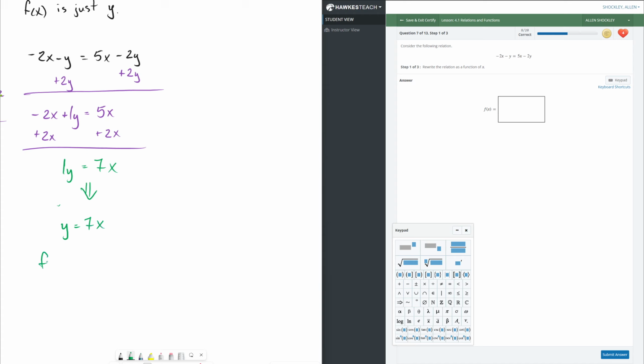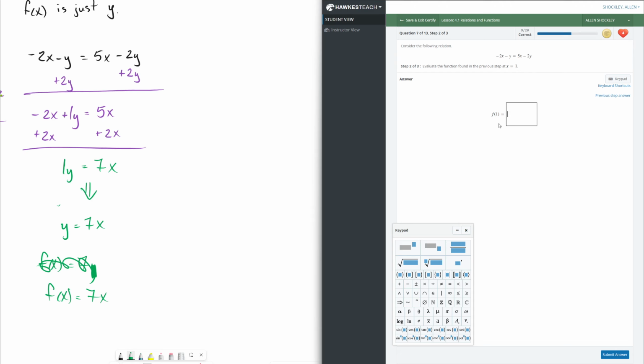And again, f of x is the same thing as y. Whoops. That's why you don't write and talk at the same time. So f of x equals 7x. So over here, we just got to write 7x.